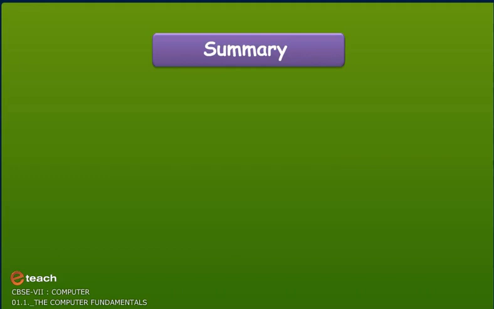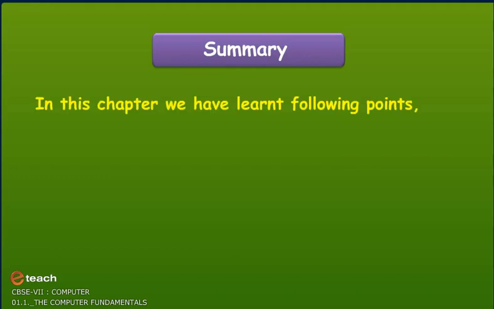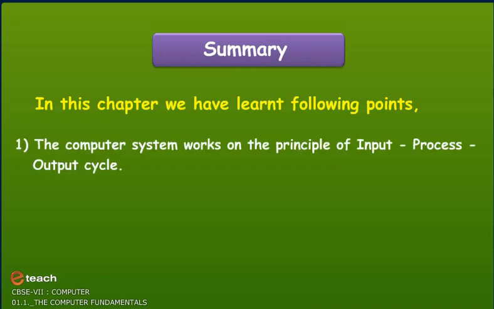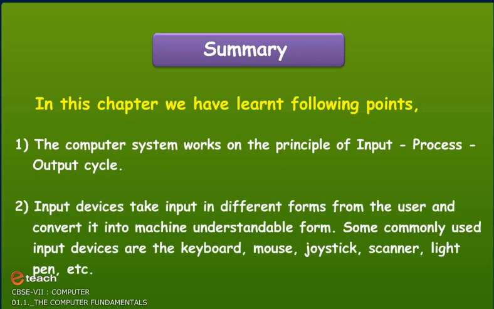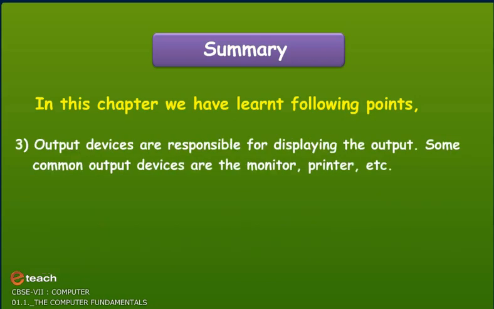Summary. In this chapter, we have learned following points. The computer system works on the principle of input, process, output cycle. Input devices take input in different forms from the user and convert it into machine-understandable form. Some commonly used input devices are the keyboard, mouse, joystick, scanner, light pen, etc. Output devices are responsible for displaying the output. Some common output devices are the monitor, printer, etc.